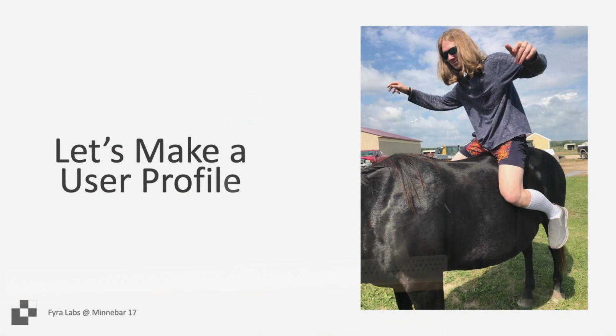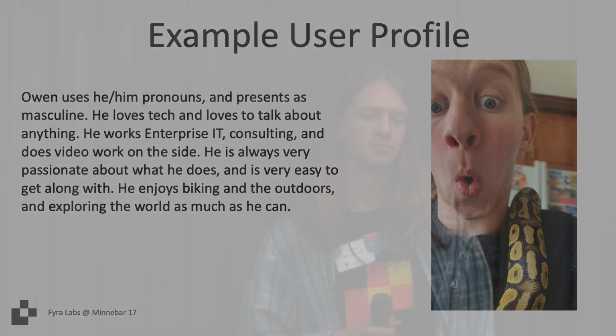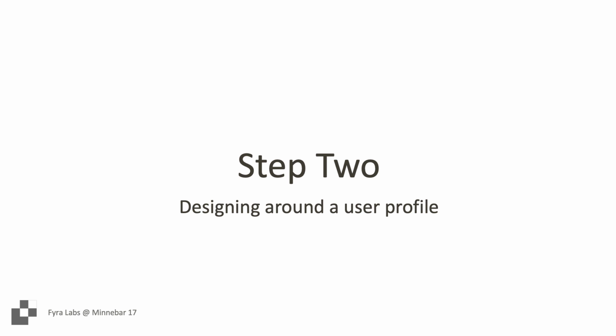So to really nail in this point, we're going to make a user profile. So we're going to make one for Owen here. This is Owen. He uses he and him pronouns. He loves to talk. He loves tech. He works enterprise IT. He's passionate about what he does, and he loves the outdoors. So is anyone here passionate about what they do? Me. Yeah, there we go. Anyone here love the outdoors? There we go. More generalized. So when we're building software, we want to think about traits that are generalized to as many people as possible so we can cover as many people as possible.